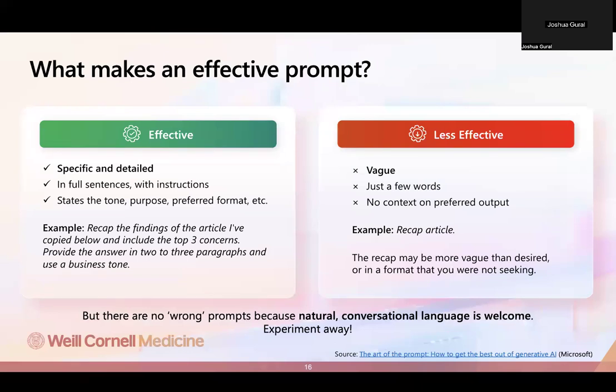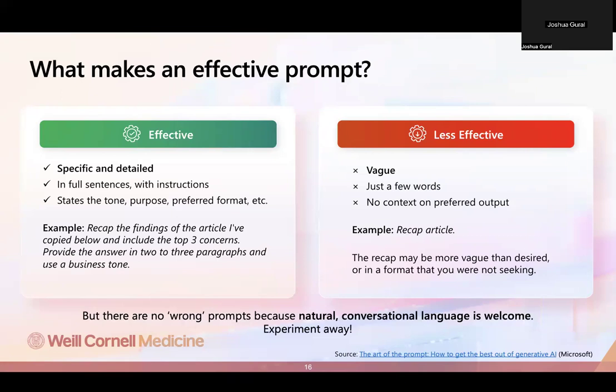But tone, for instance, you can literally say, give this to me in a jovial format, or give this to me in a professional format. Or preferred format, give this to me in exactly 2 paragraphs, or exactly 3 bullet points. Depending on what you're looking for, you have a thought in mind of what you really want. Tell Copilot that so you can make sure that what you're getting back is in the format you want.